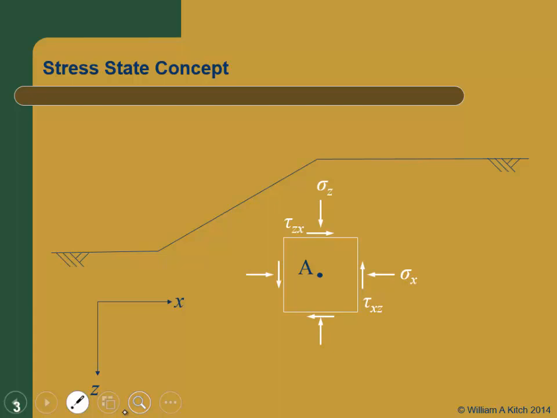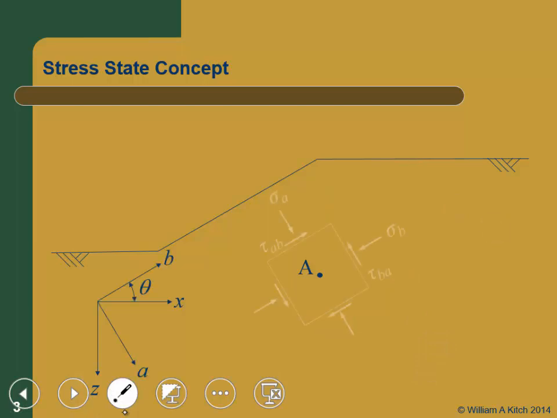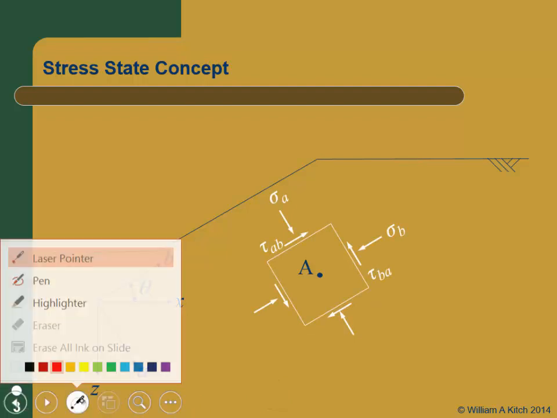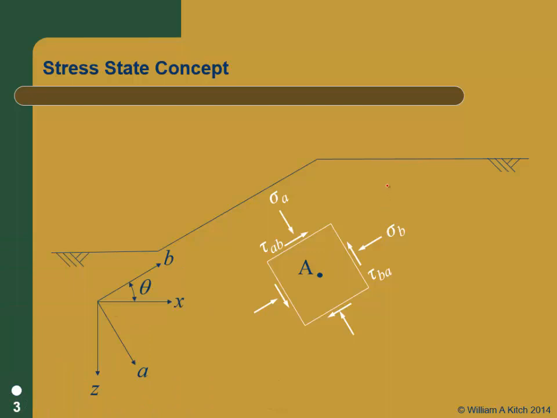But if I was looking at this as a slope stability problem, I might actually be more interested in this coordinate system that's parallel to the slope. Or it could be that I'm looking at a slip surface that runs through that point like that. I'm more interested in that particular coordinate system. So I have to be able to translate the values from one system to the other.